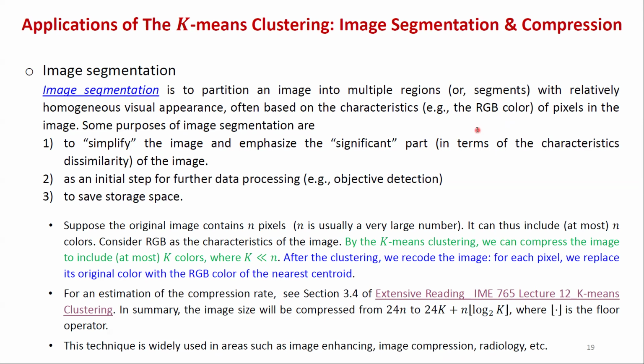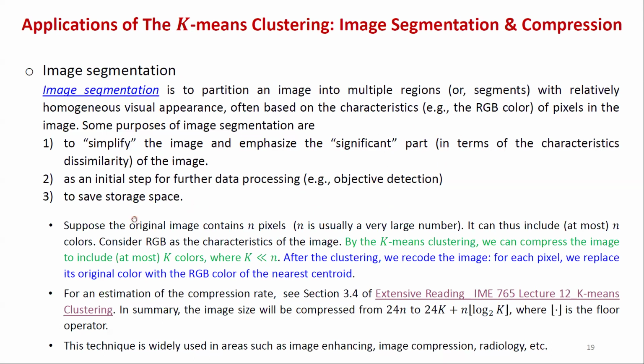Here, to make my life easier, because you would set up a lot of parameters, I just do it on RGB again. So what's the point of doing image segmentation? The motivation is to simplify the image and emphasize the significant part. Another thing is I can actually save some storage space. Later we'll see why and how it can save the storage space.